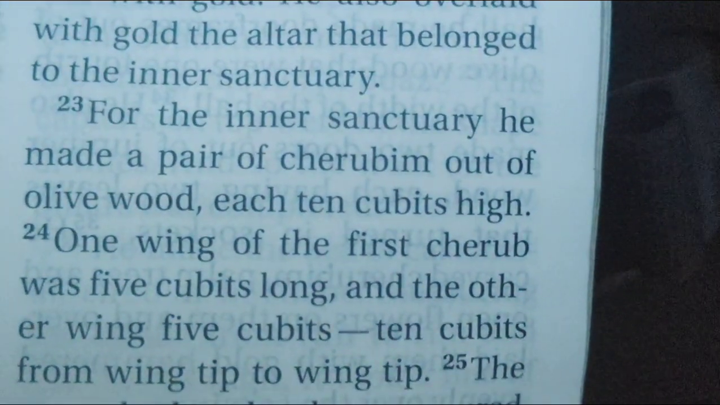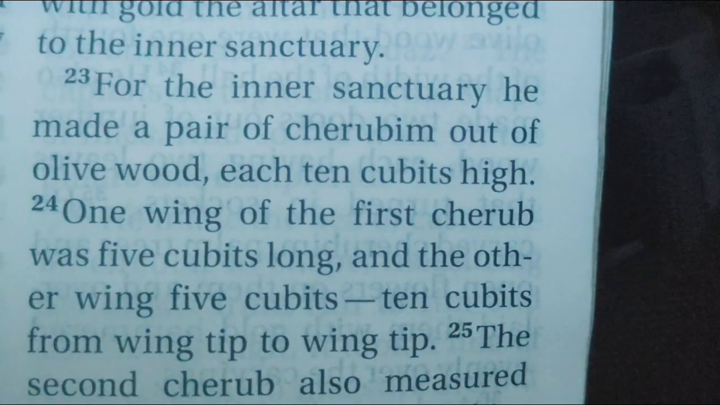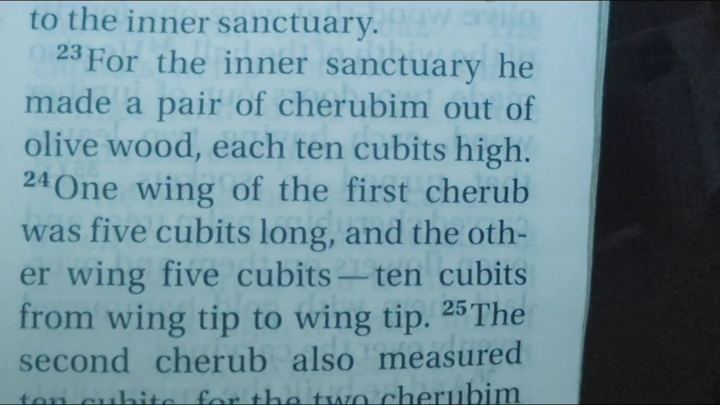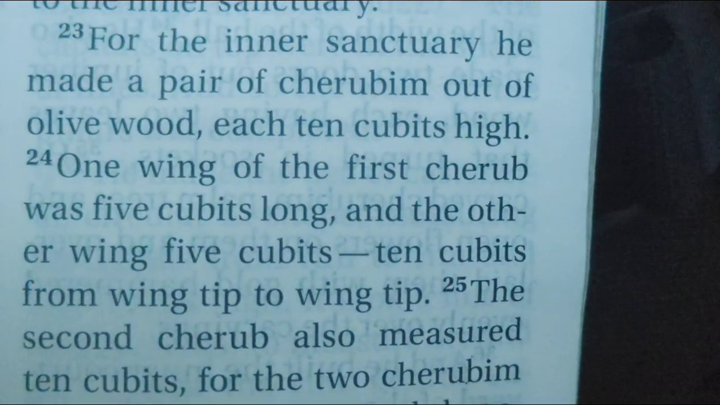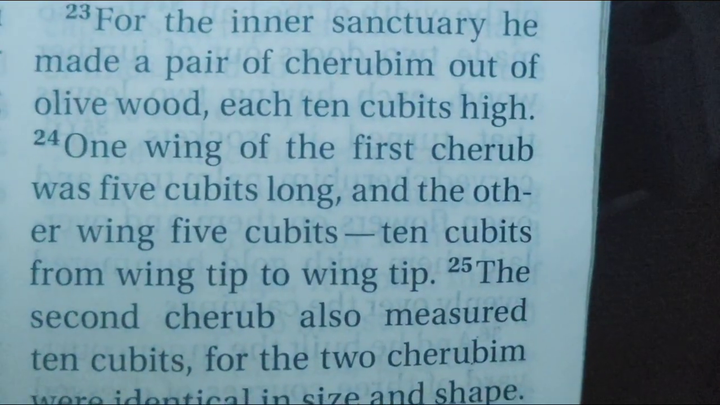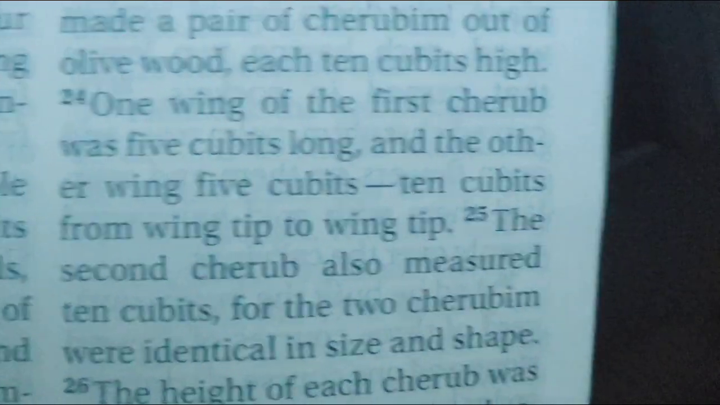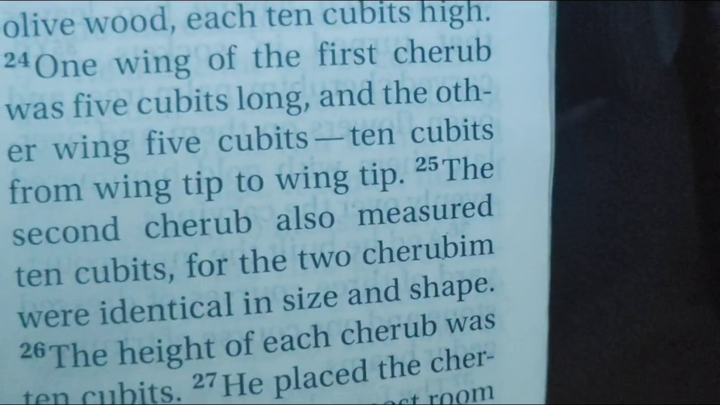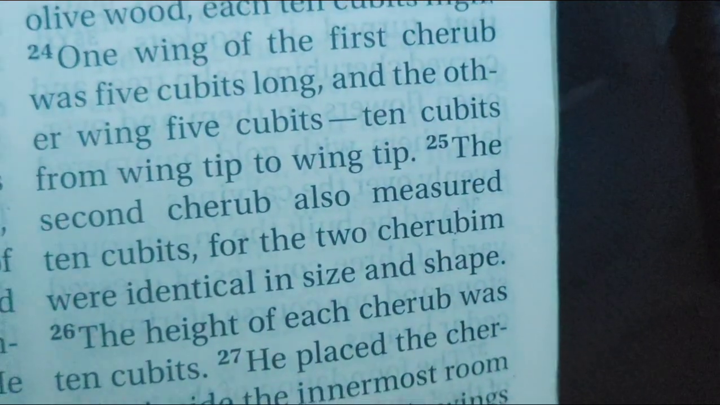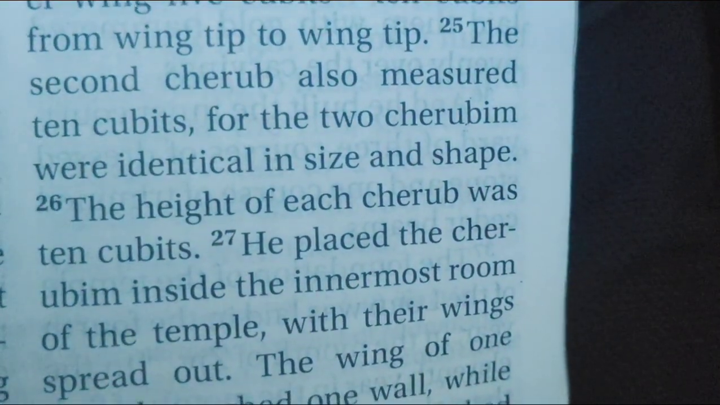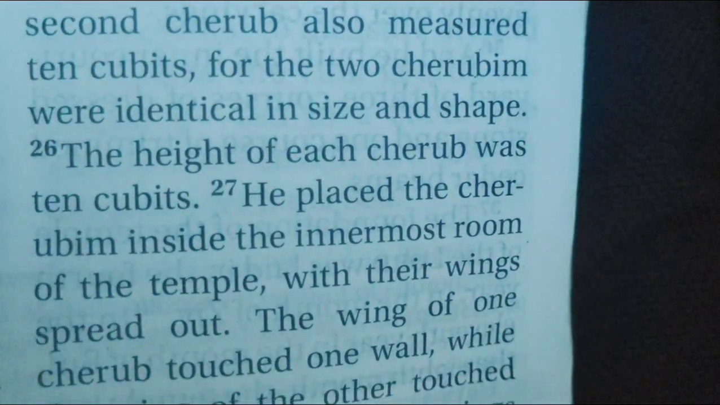For the inner sanctuary he made a pair of cherubim out of olive wood, each 10 cubits high. One wing of the first cherub was 5 cubits long, and the other wing was 5 cubits, so 10 cubits from wing tip to wing tip. The second cherub also measured 10 cubits, for the 2 cherubim were identical in size and shape. The height of each cherub was 10 cubits.